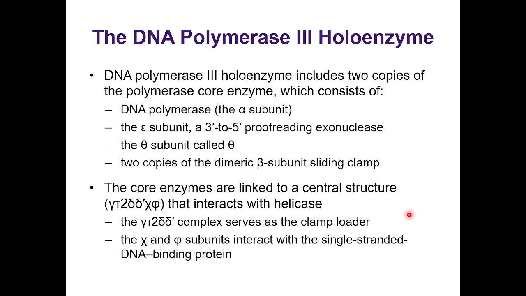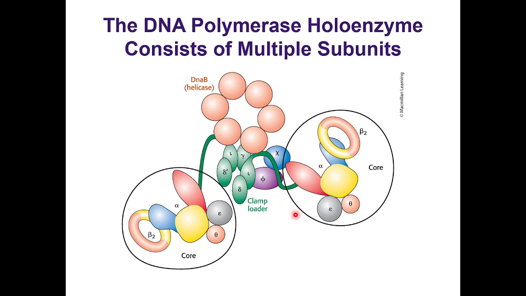The core enzymes are going to be linked to a central structure that is this complicated mess right here. This is going to interact with the helicase. So the tau 2 gamma delta delta prime complex is actually the clamp loader. The chi and psi subunits are going to interact with your single-stranded DNA binding protein. And here's that whole thing together. Okay? I know, pretty complex setup, isn't it?